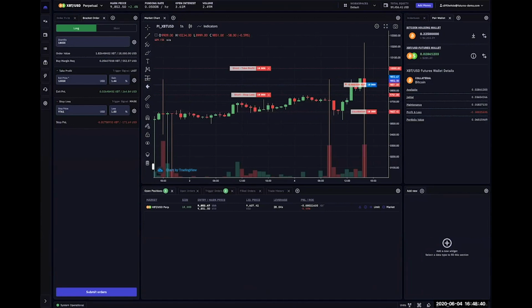Gary, is it possible to draw a line on the chart and buy or sell when that line is crossed? You can't set triggers by trend lines. You can do some technical analysis on the graph with the tools here, but you would have to set the price yourself. You wouldn't be able to say if it hits this line. You could set the line, and then if it hits this price, the order will be triggered.